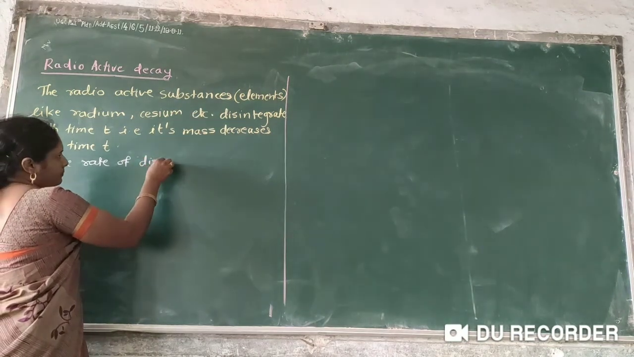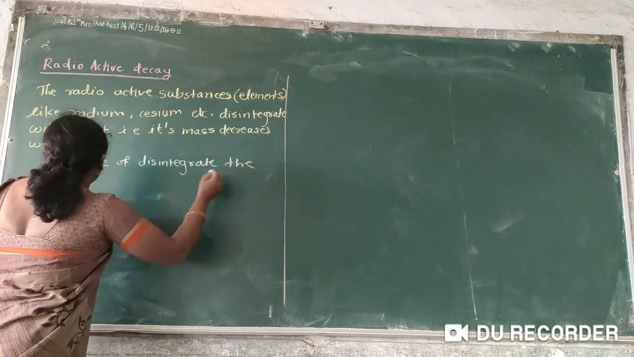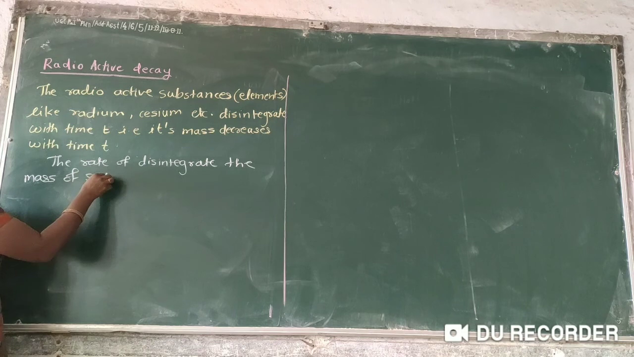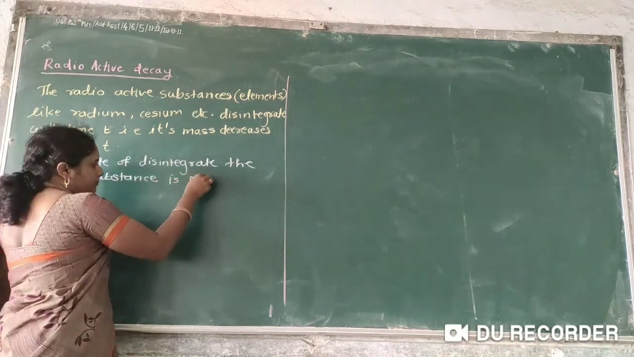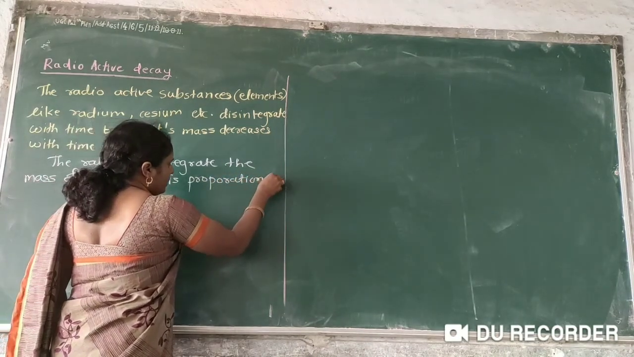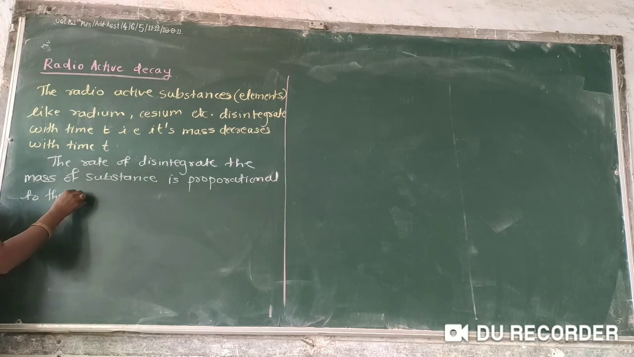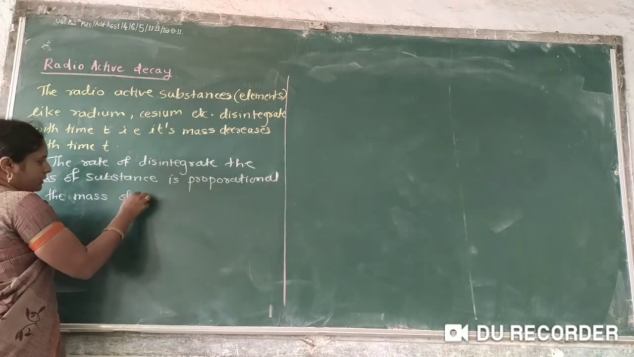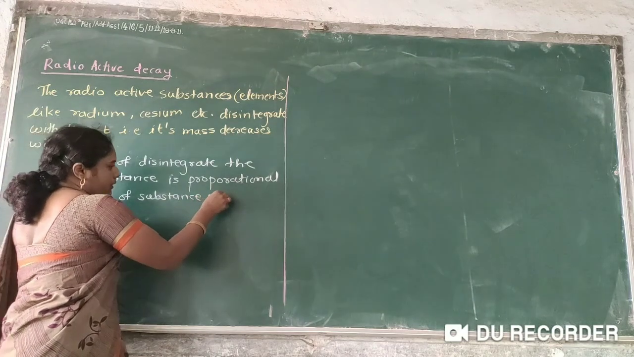disintegration of the mass of a substance is proportional to the mass of the substance at that time.